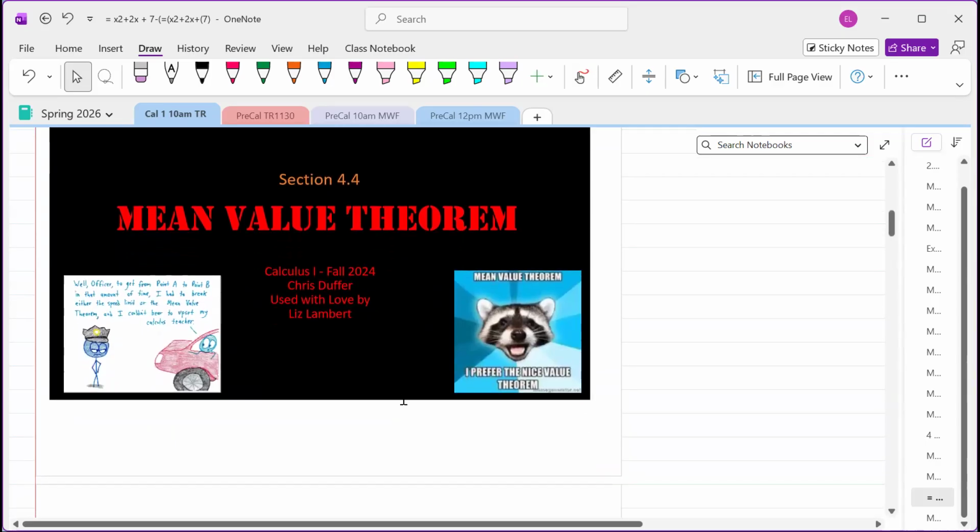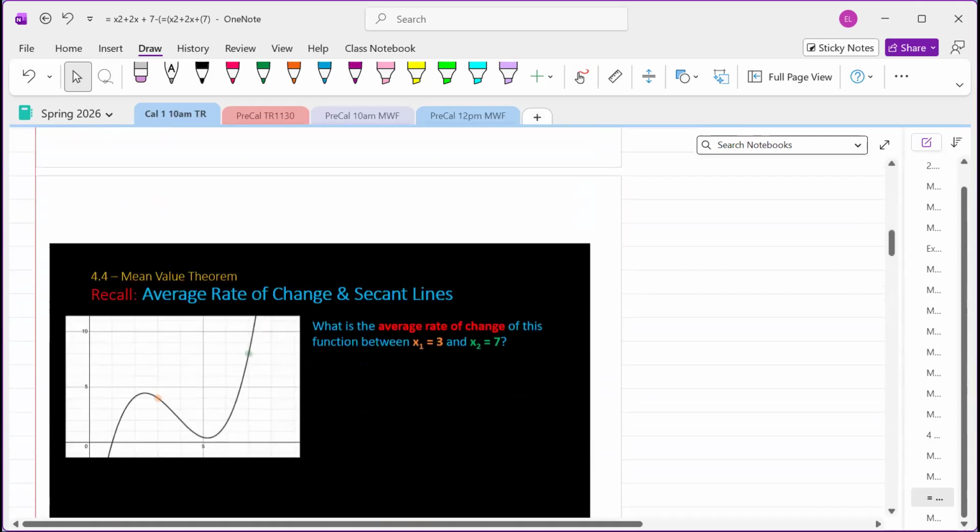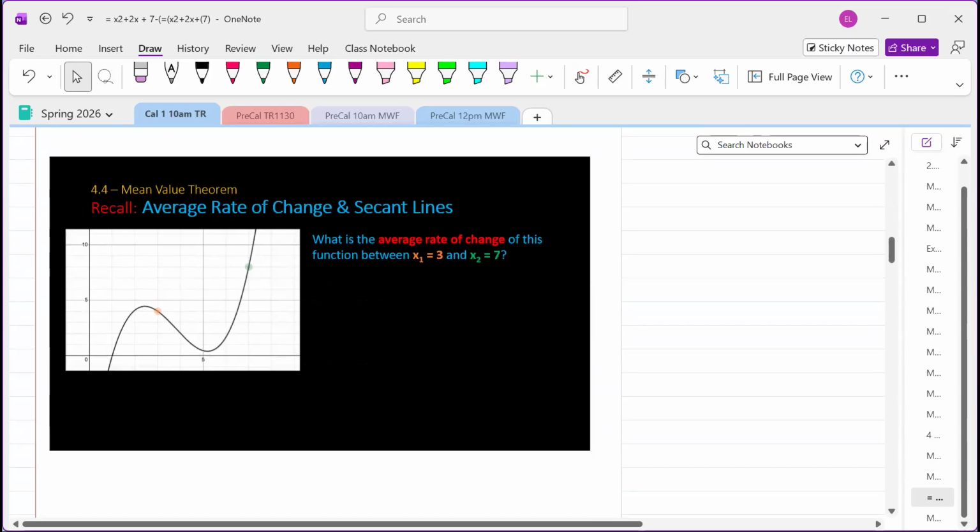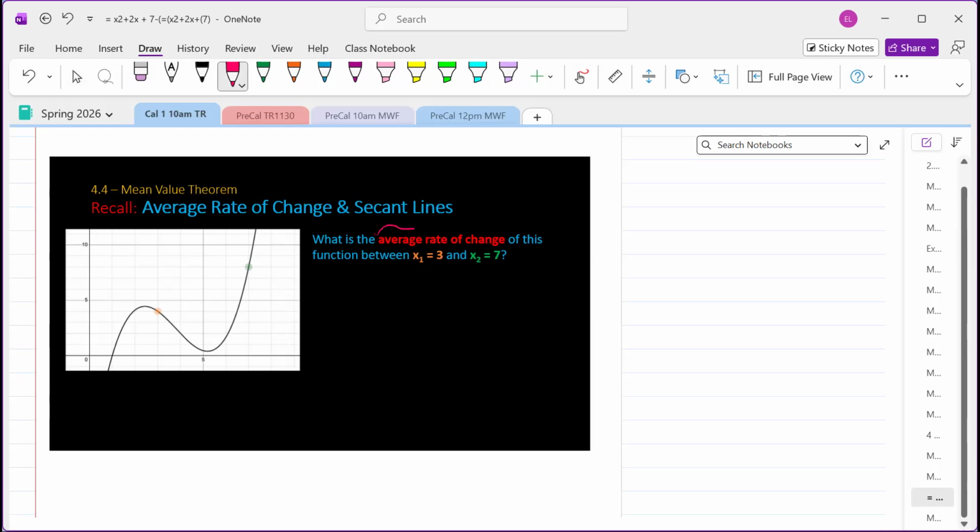Then what we're looking at now is the mean value theorem. So we're going to think back to some of our older terms, average rate of change. So what is average rate of change? A really long way of saying... What's that mean? Yep, slope.